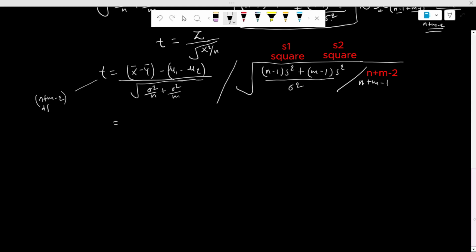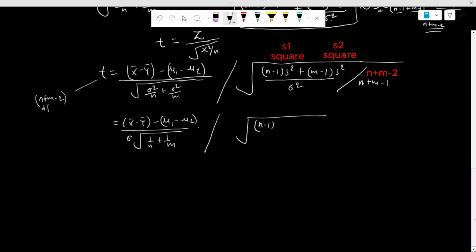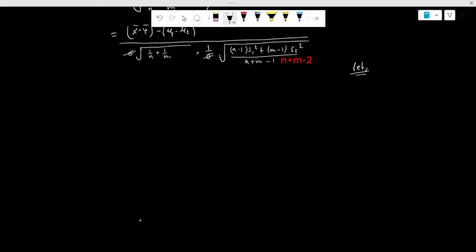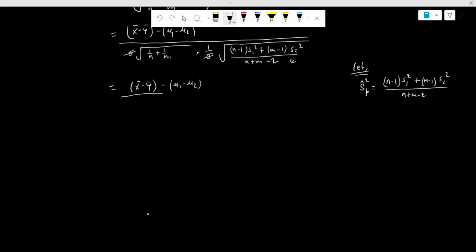So this is for the equal variance case. Here sigma square is common, and if we take it out of the square root, we are left with sigma root under the whole, divided by root under (n-1)S1 square plus (m-1)S2 square, and the sigma terms cancel out. And let us suppose that this term is equal to this, and this is again equal to this.